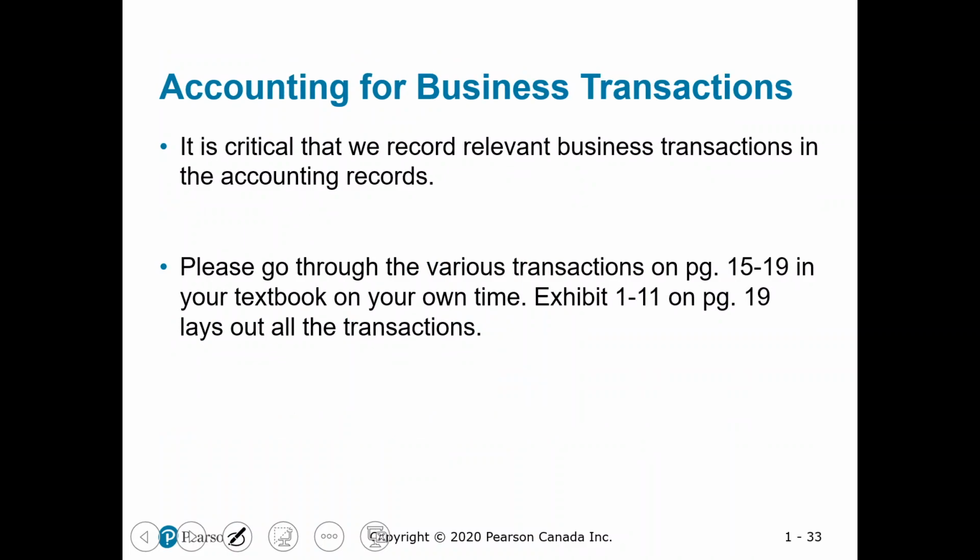So the textbook goes through accounting for business transactions, pages 15 to 19. And this looks at all of the ways that transactions are recorded in bookkeeping. So whenever a transaction happens, maybe buying an asset or paying an expense, earning revenue, these transactions need to be recorded in the accounting records. And again, a quick reminder, just the business transactions, no personal transactions.